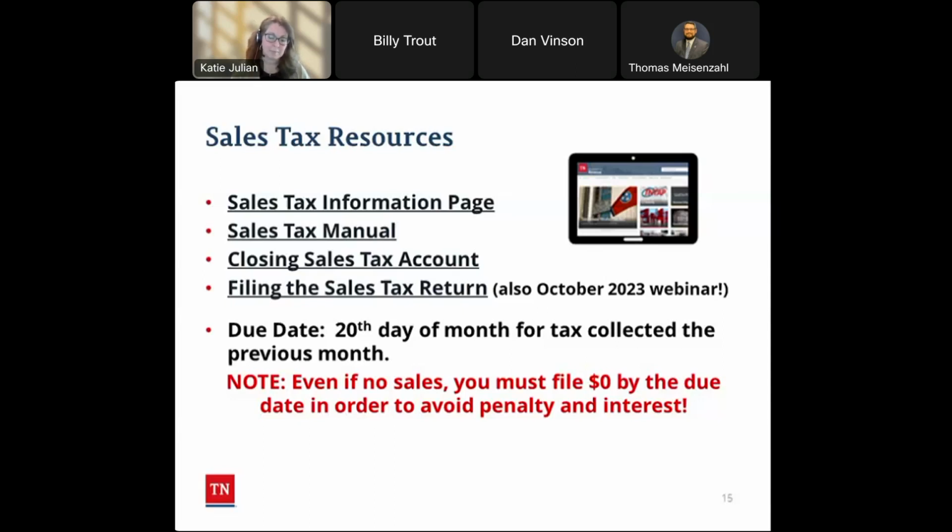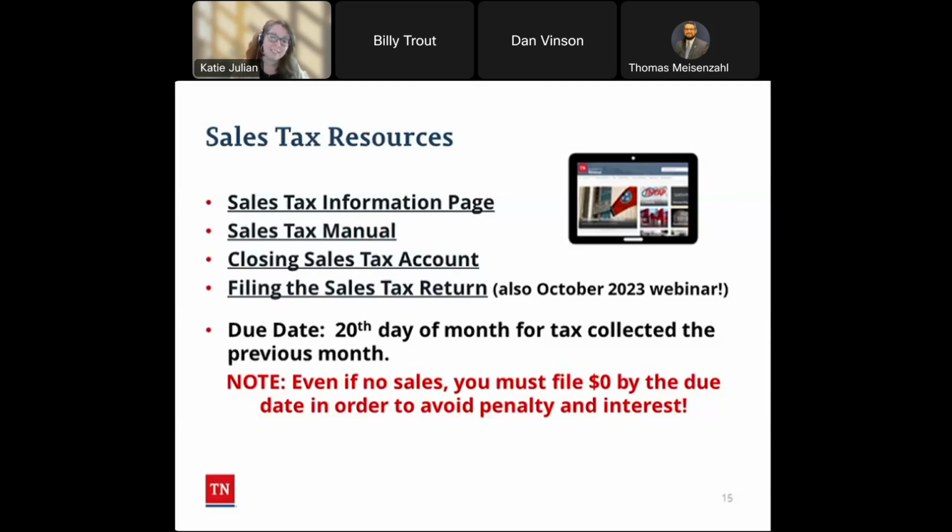The due date, I mentioned this already, is the 20th day of the month for tax collected the previous month. That's if you're set up as a monthly filer, which you are typically set up as when you first register for your sales tax account. But if you're a quarterly filer, it's due on the 20th of the month after the quarter. An annual filer, it's due on the 20th of the month after the end of the annual filing period, but you would need to contact us about getting set up as a quarterly or annual filer.